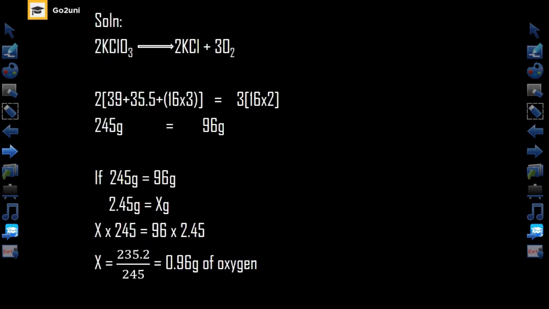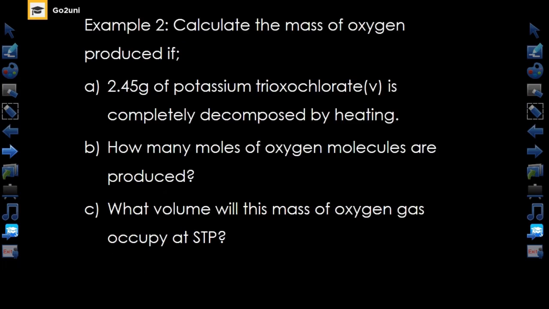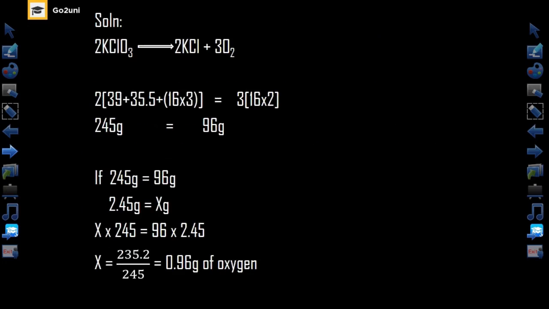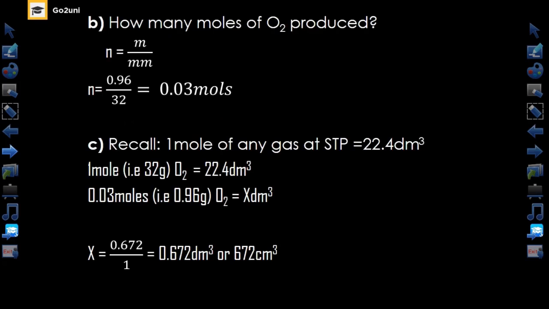So the last part of the question says, what volume will this mass of oxygen gas occupy at STP? That is to say, that mass of oxygen, which is 0.96, what volume will it occupy at STP? We are clear that 1 mole of any gas occupies 22.4 dm cube. It is a constant.